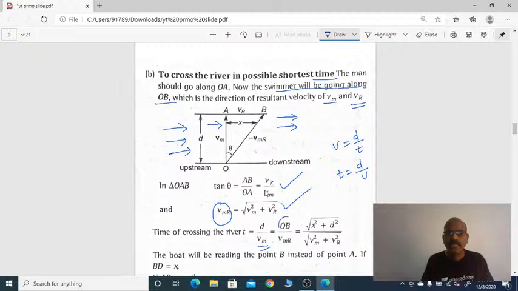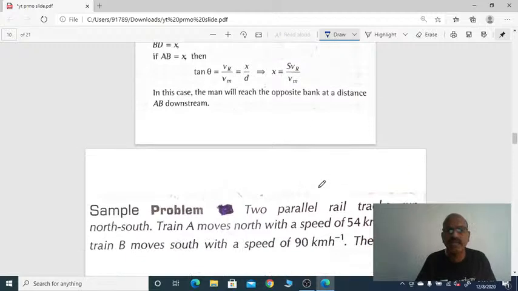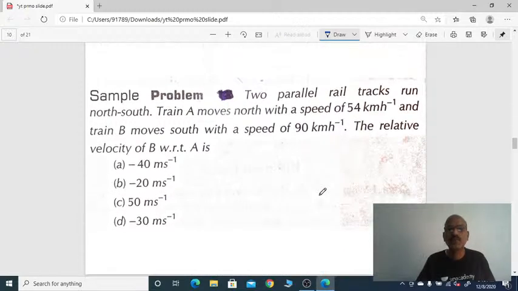What is given? The distance is OB, the drift from A to B. The water pushes him a distance X, and the width of the river is D. In this right angle triangle, OB equals the square root of D square plus X square. We know these already, so substitute. So this gives an idea of how to cross the river in the shortest time. Let us move to problem number 1.